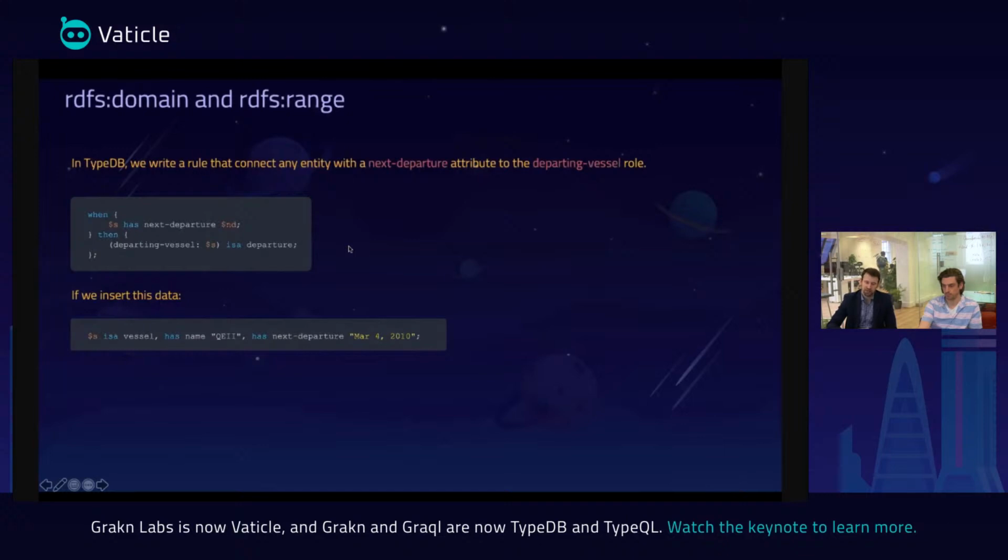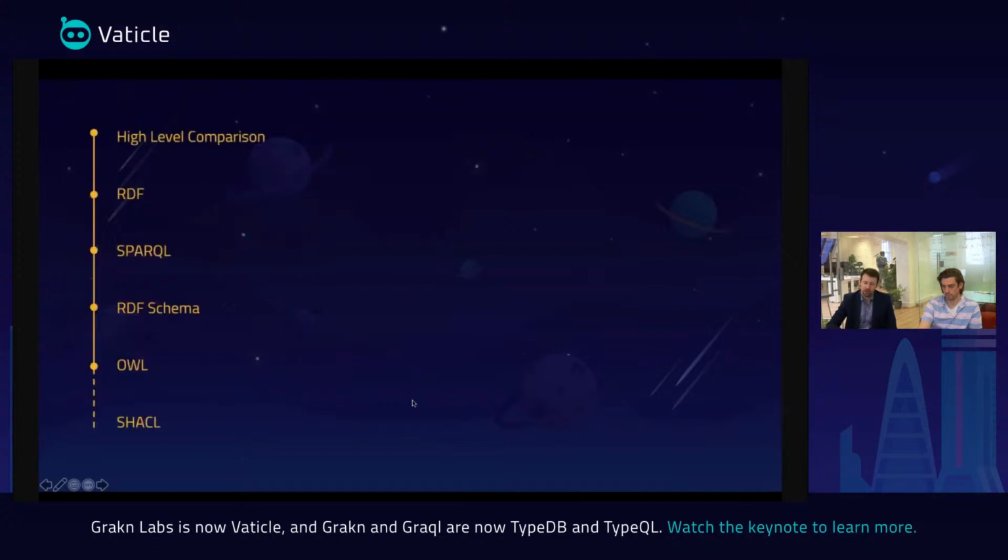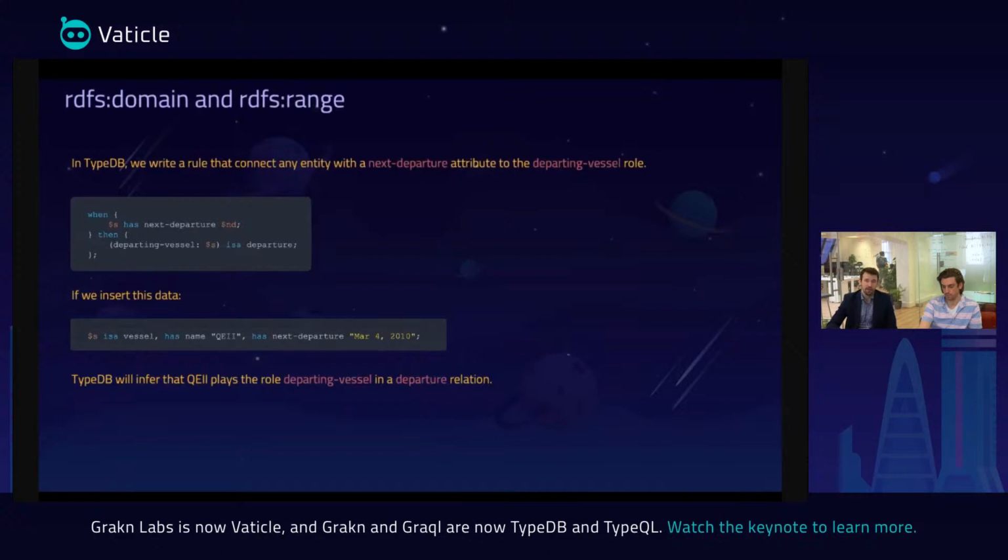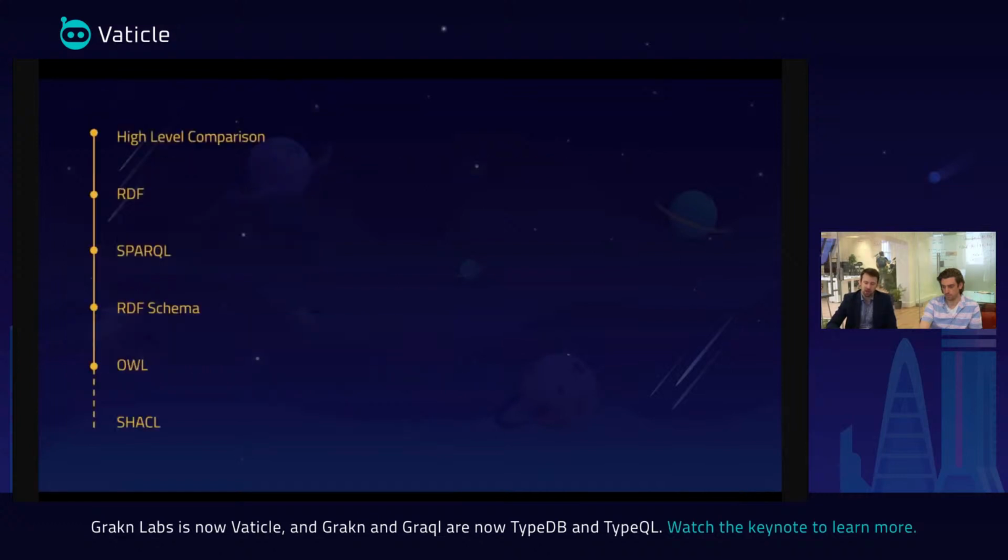So now if we insert this data, so we have a vessel that has a next departure, and we see that the value here is filled in. TypeDB will now infer that Queen Elizabeth II plays the role of departing vessel in a departure relation. And voila, that's effectively mimicking what this particular RDFS range is trying to do.